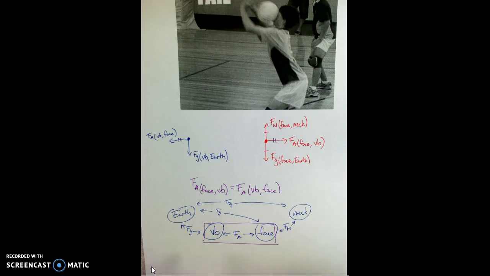The same thing happens between the earth and the face. There's a gravitational attraction of the earth to the face and the face to the earth. There's a normal force between the neck and the face that works both ways, and a force of gravity between the earth and the neck. So if you get stuck on these third law ideas, always use that system schema and the double arrows to help cement that understanding that if you are applying a force to something, that object is applying a force that is equal and opposite to the force that you apply.